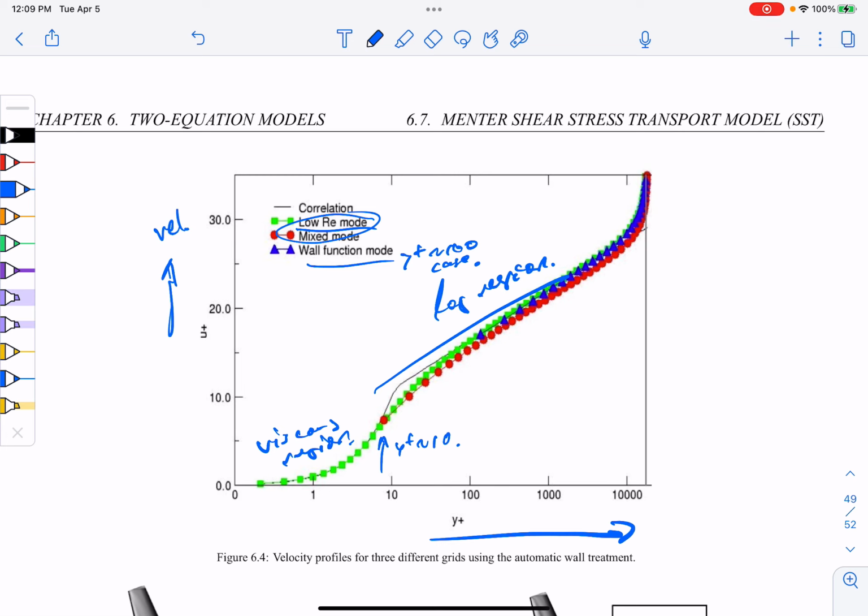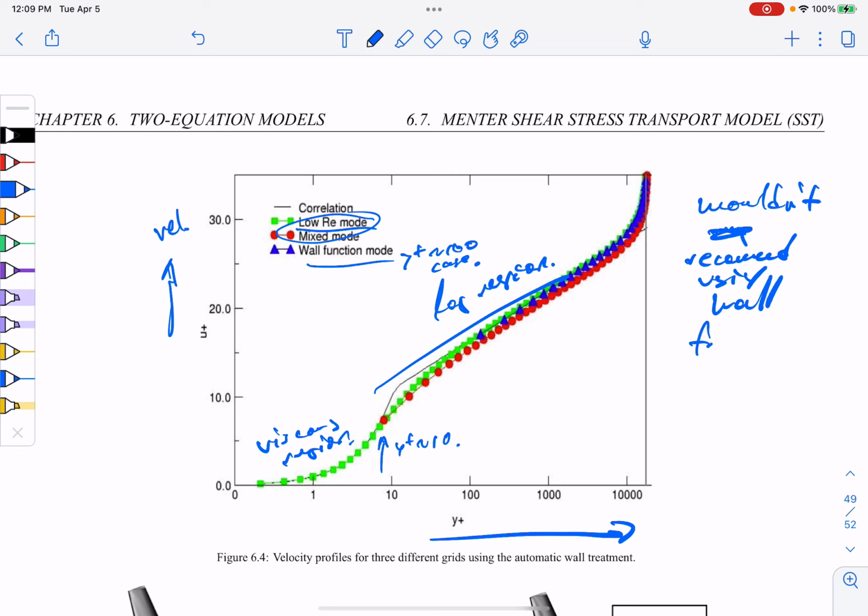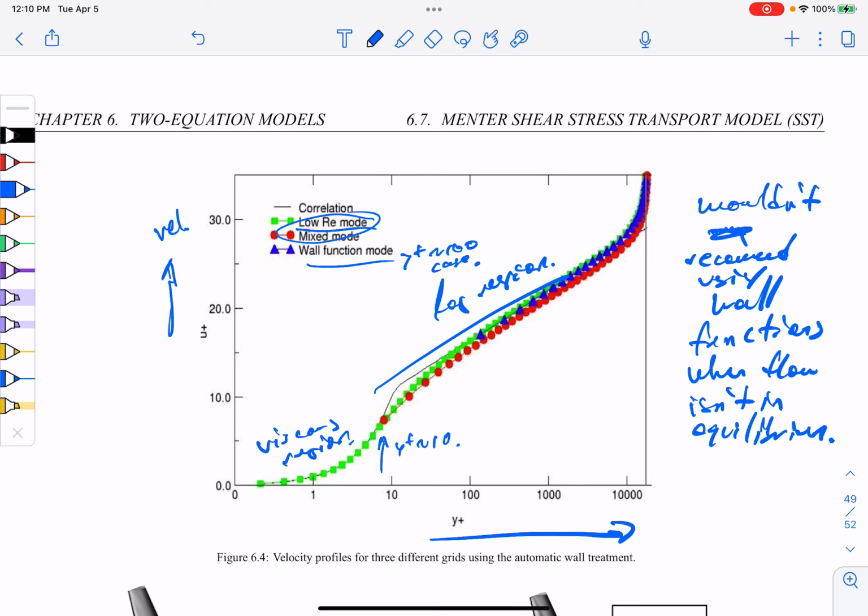And I wouldn't recommend using wall functions when your flow isn't in equilibrium, e.g. near shock waves or something like this attached to the wall.